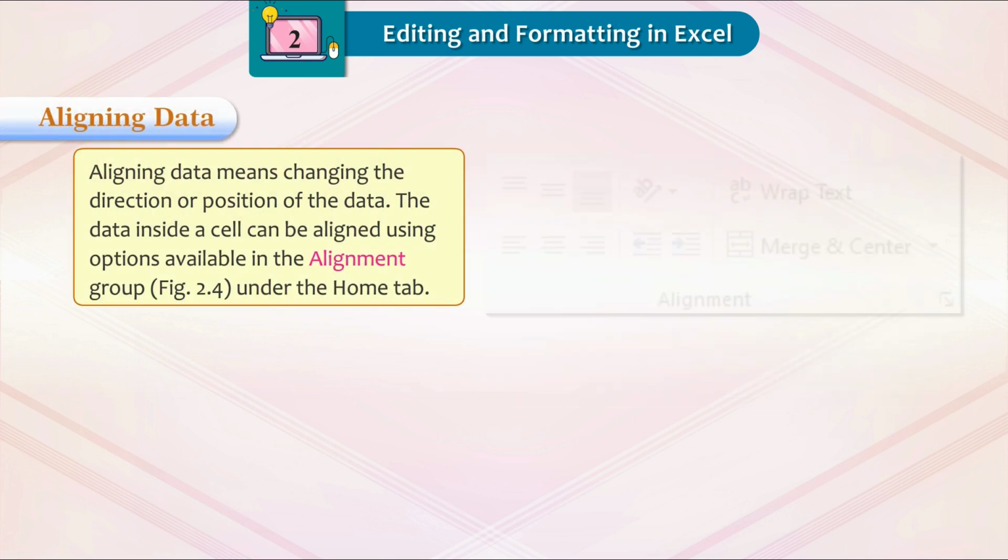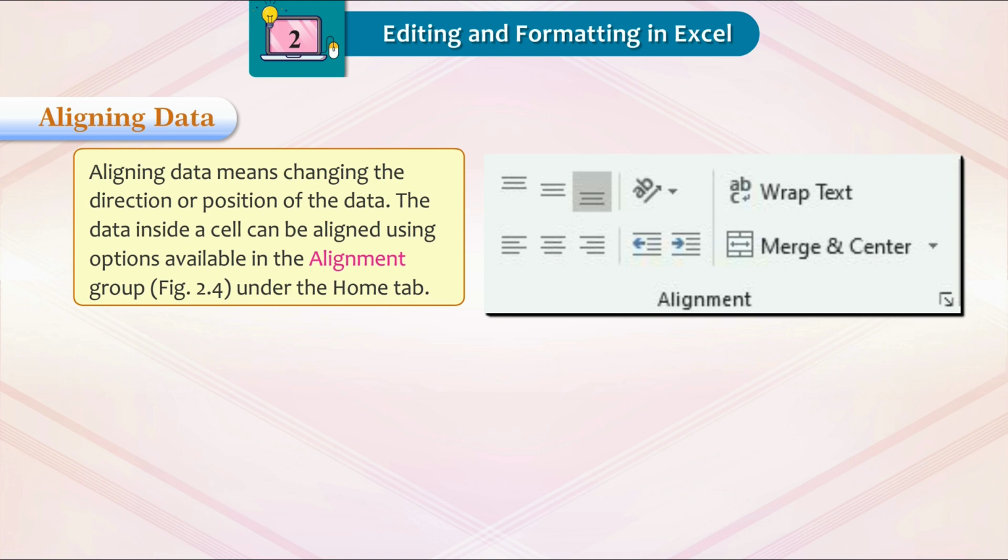Aligning data. Aligning data means changing the direction or position of the data. The data inside a cell can be aligned using options available in the Alignment group.